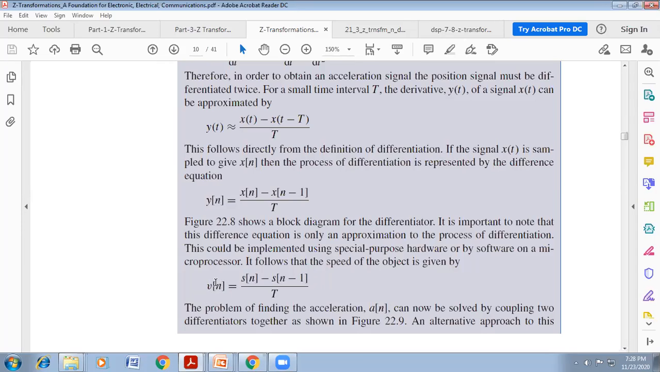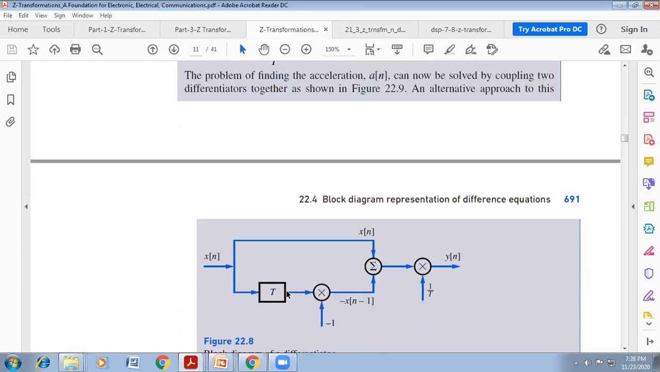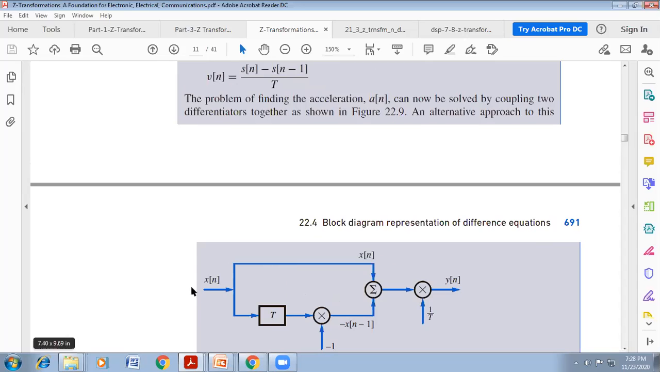Velocity, not speed. So bn can be written like this. Velocity can be written as distance function s, and the block diagram will be like this. This is very important for you. For this, xn is the input and yn will be the output.